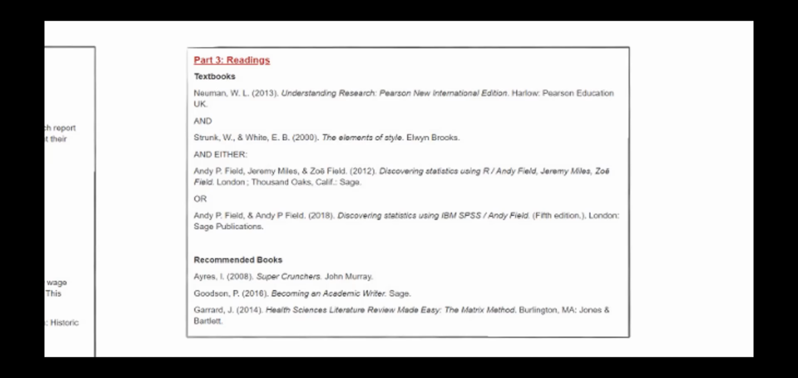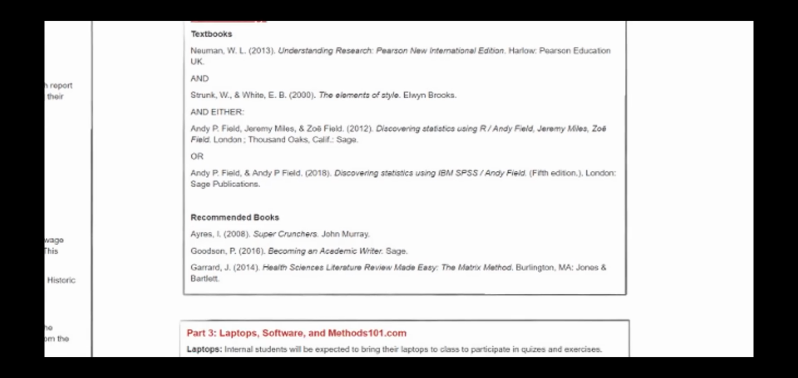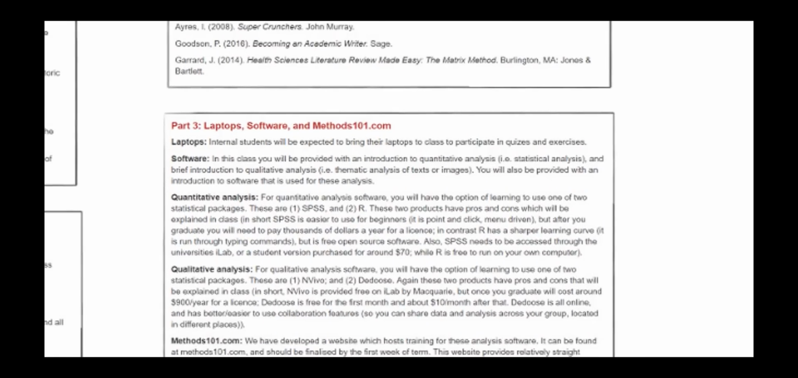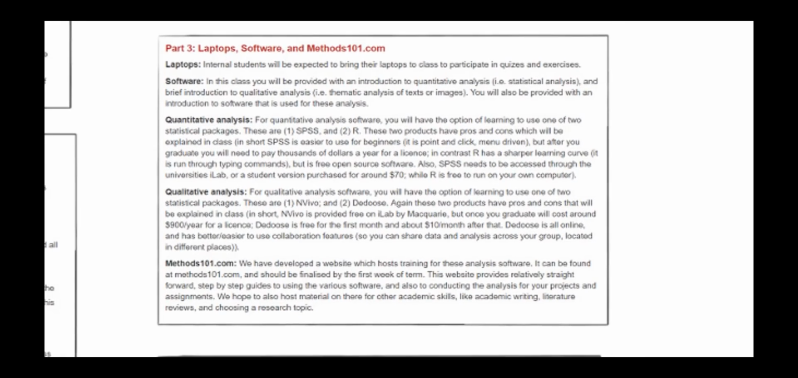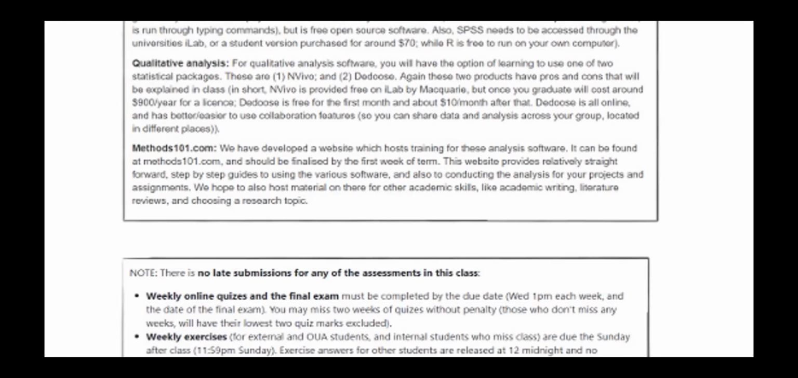And then, as we've already discussed, there are the 2 different textbooks you can pick: Discovering Statistics Using R and Discovering Statistics Using SPSS. There are also some recommended books, but these are definitely not necessary. This explains a little bit more about which software you might choose. I'm not going to dwell on it.